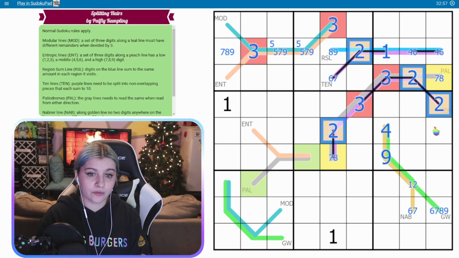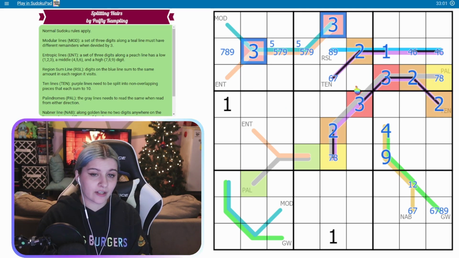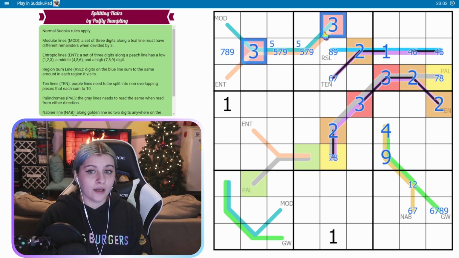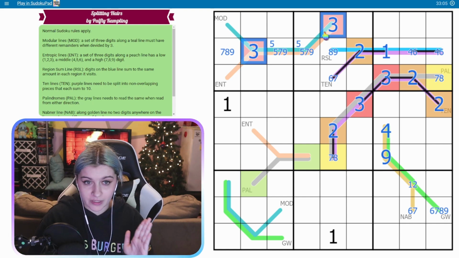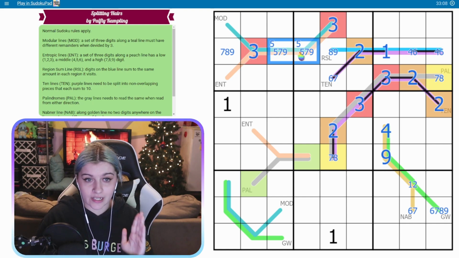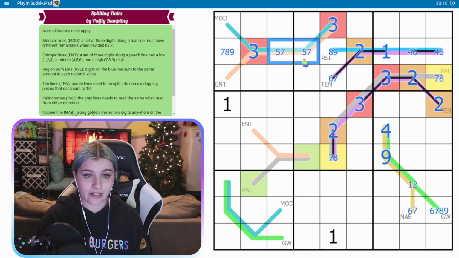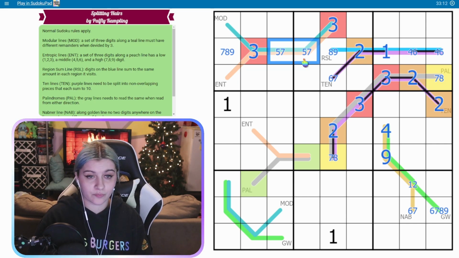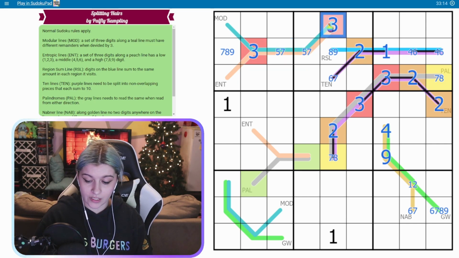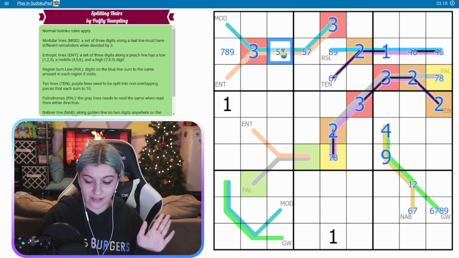Orange is going to be 2. I'll figure this line out in a minute. If I know that these are 3, modular means I can't use 6 or 9 in these spots. So this can't be a 9. It's just going to be a 5, 7. 3, 5, and 7 works for modular and entropic.